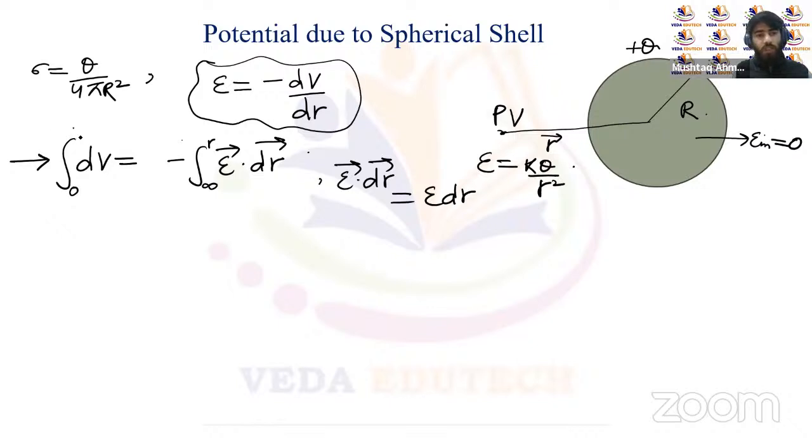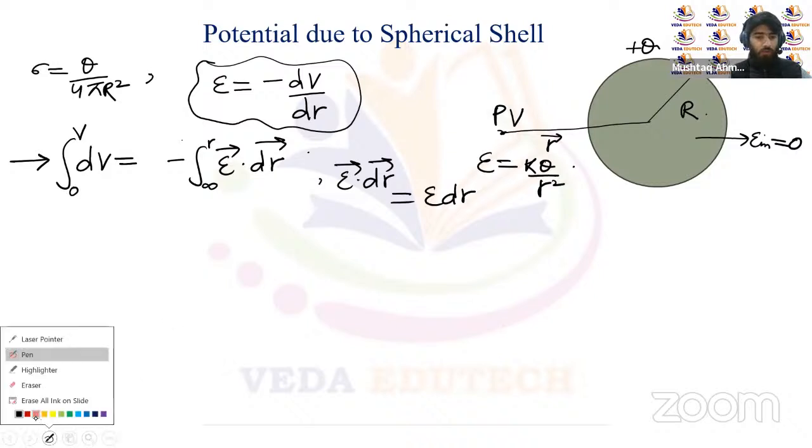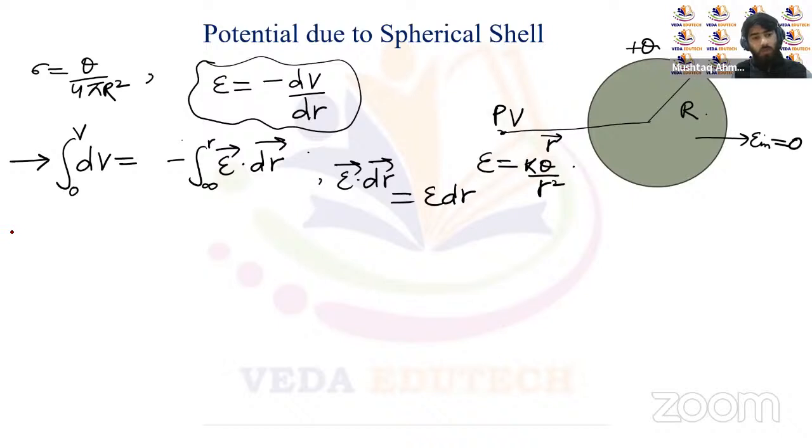And some potential will be there at this point P. Let's suppose V is the potential at this point P. So we have to calculate this potential at point P. This is the integral of dV, so it will be V minus 0, which is equal to minus the integral of E dr with the limits infinity to r. And we know that the electric field at this point is kq upon r square. You can substitute the value of the electric field in this equation.